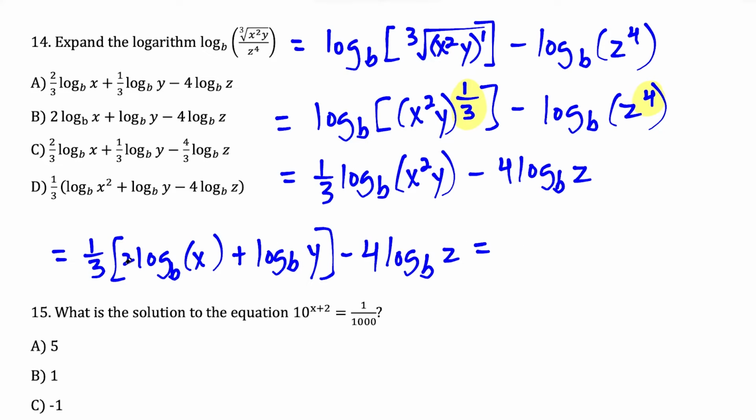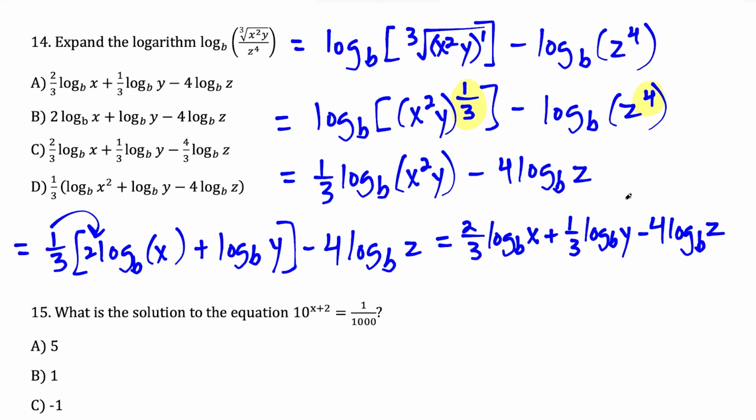So I have 1/3 times 2. Let's just clean that up a bit. We have 1/3 times 2, that's going to give us 2/3. We have log base b of x. And then we have plus 1/3 times the invisible 1 in front, which is 1/3. And then we have log base b of y. And then we have minus 4 log base b of z. So our answer here matches up with choice A.